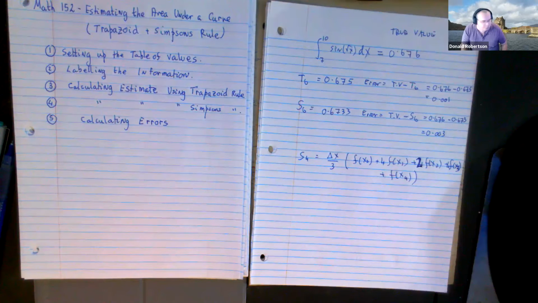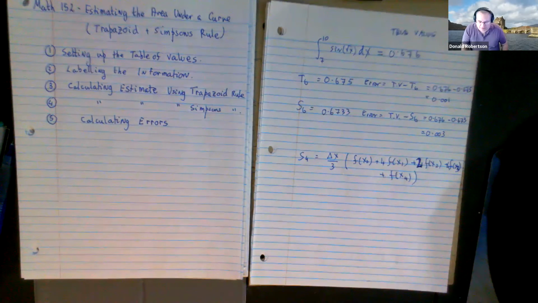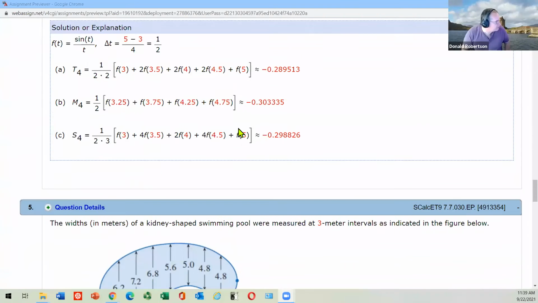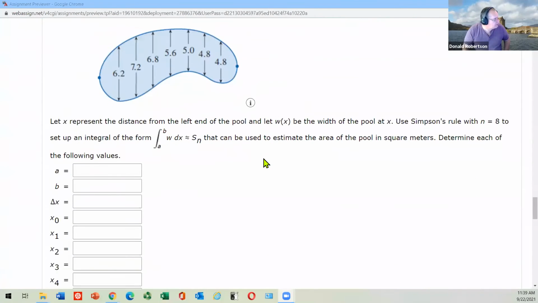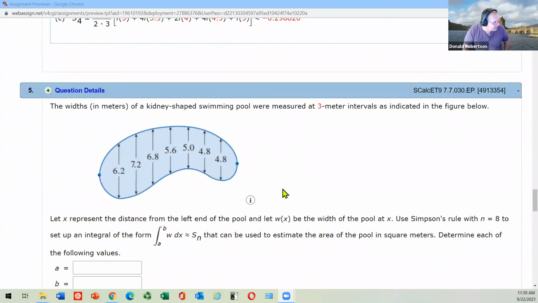Right, let's return back, if I can make this work. See what's going on. Wrong one. Here we go. There's question 4. Just talked about that one. Now, in this picture here, you're going to try and find the area of, looks like a bean to me.